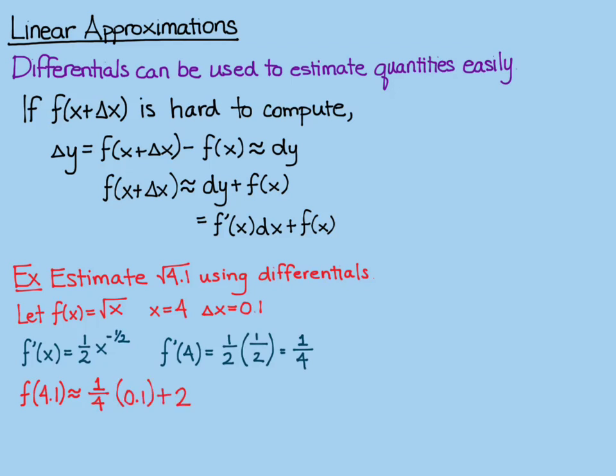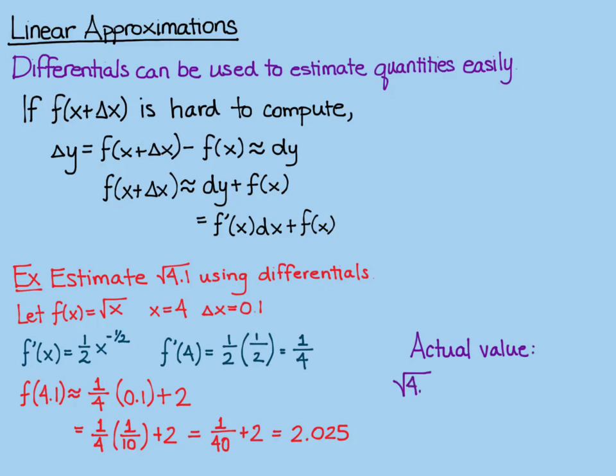So f(4.1), using the formula from above, is going to be dy, so that's 1/4 times 1/10, plus f(4), which we know is 2. So I'm going to have 1/4 times 1/10 plus 2, which is 1/40 plus 2, which is 2.025. If we wanted to see the actual value, plugging it into my calculator, I got 2.0248, which is very close to the approximated value that we just found without a calculator.